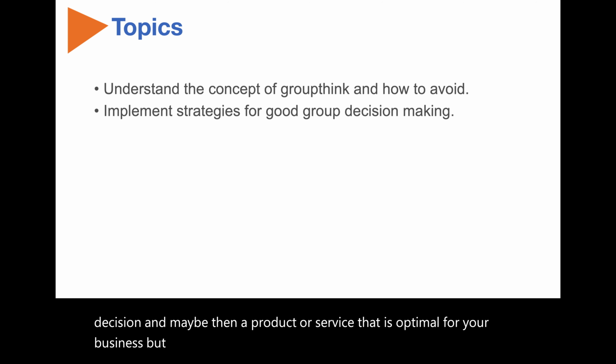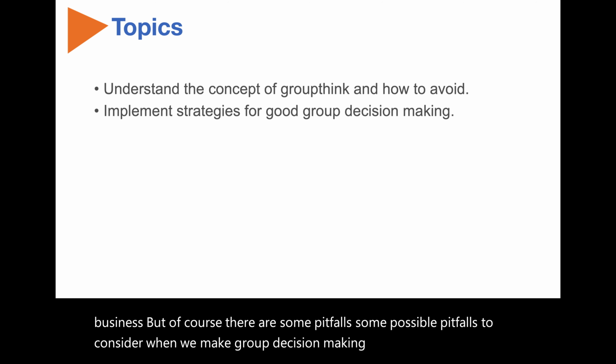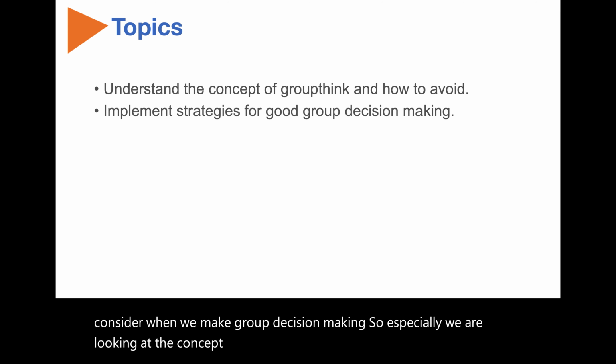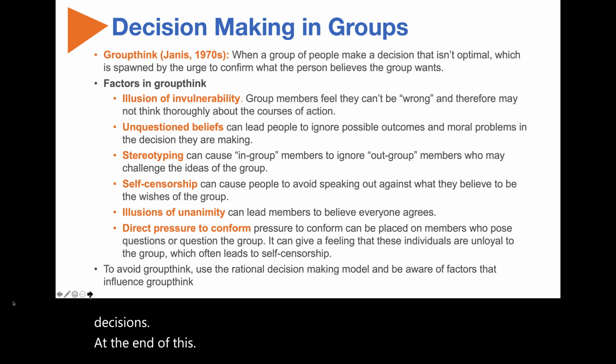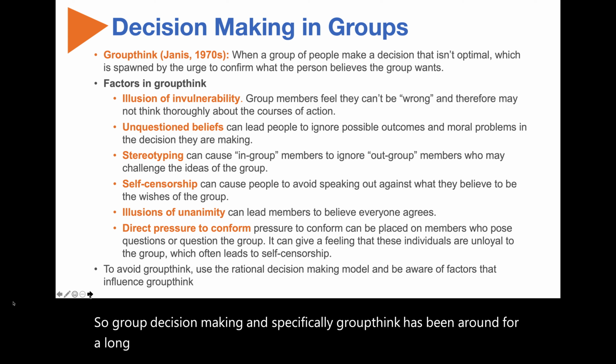But of course, there are some possible pitfalls to consider when we make group decisions. So especially we are looking at the concept of groupthink and how to avoid groupthink. And then there are a couple of strategies for how we make good group decisions at the end of this. Group decision making, and specifically groupthink, has been around for a long while. We had Janis in the 1970s really honing in on the concept of groupthink.